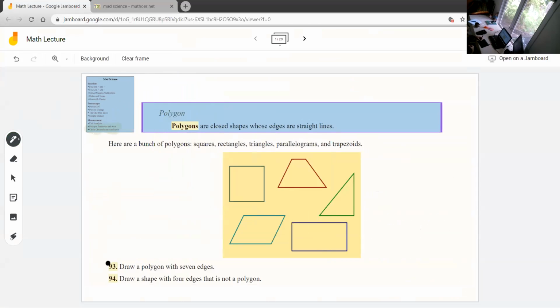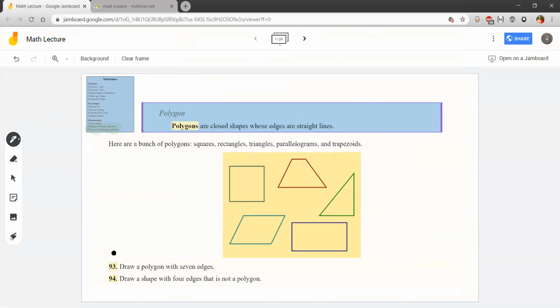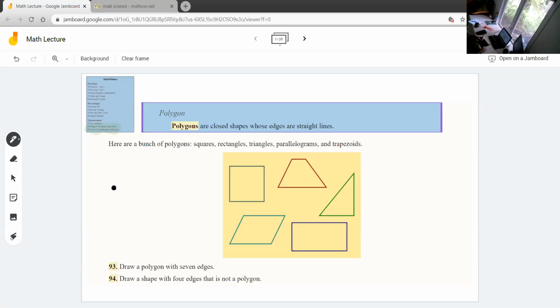Okay, everyone try this? Okay, for the 7-edge polygons, we could share ours if we wanted, but anything that has 7 lines and eventually comes back to where you started. So for 93, yours can look totally different. 1, 2, 3, 4, 5, 6, and then get back to where we started, something like that.